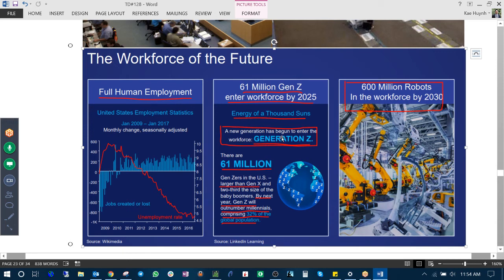A new generation has begun to enter the workforce, and that's called Generation Z. There are 61 million of them, Gen Zers in the US, larger than Generation X, which is probably Sachin's generation, and two-thirds the size of baby boomers. By next year, Gen Z will outnumber millennials, comprising 32% of the global population. Right?